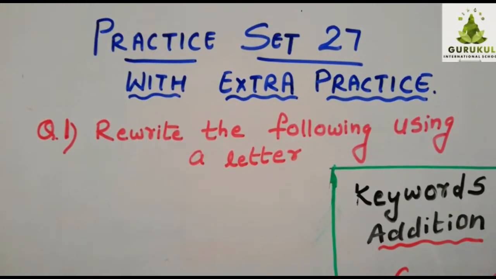Now for question number 1, rewrite the following using a letter. A letter stands for the variable which is unknown here. In the textbook practice set 27, in question number 1, we have only 4 questions given. So we will give more practice to you with some extra questions. So I wrote in the heading practice set 27 with some extra practice. All those questions which I am giving extra along with the questions in the textbook, you can copy down in your notebook when you are going through the practice set.